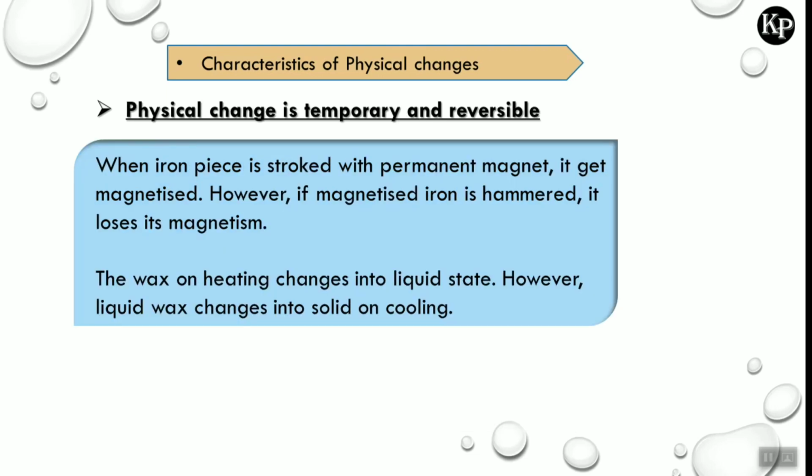Next, physical change is temporary and reversible. When an iron piece is struck with a permanent magnet, it gets magnetized. However, if the magnetized iron is hammered, it loses its magnetism. See another example. The wax on heating changes into liquid state. However, liquid wax changes into solid on cooling.